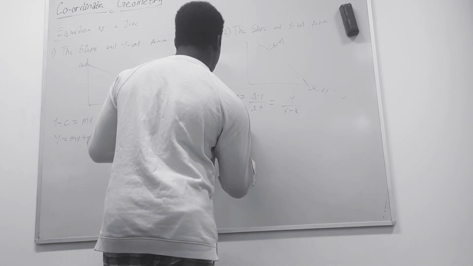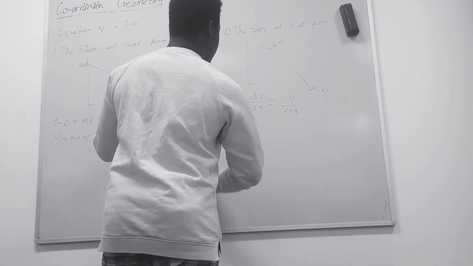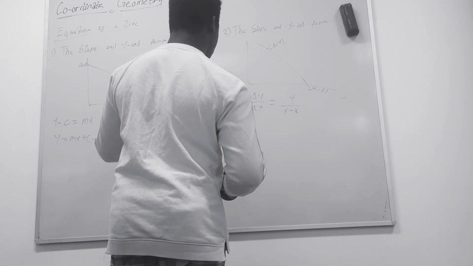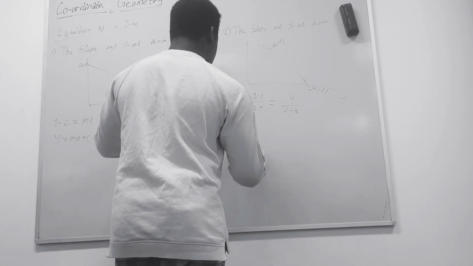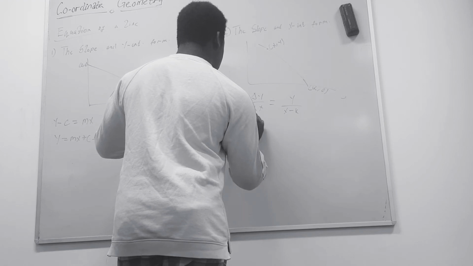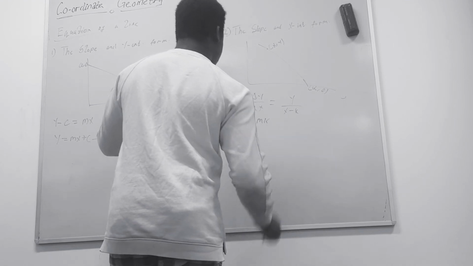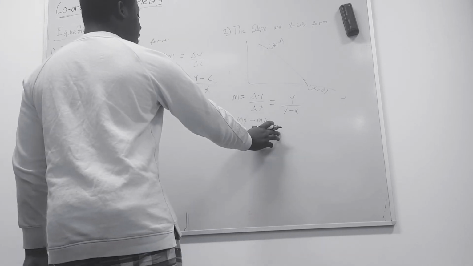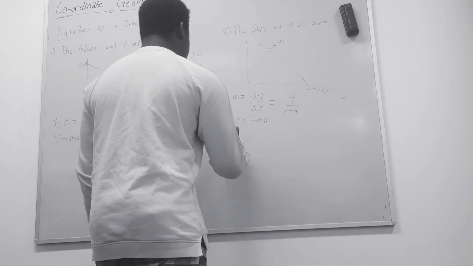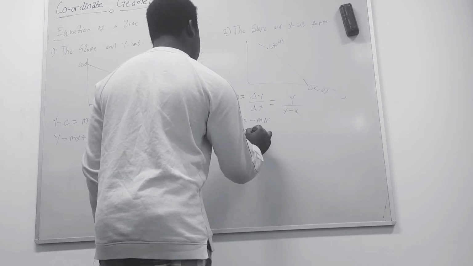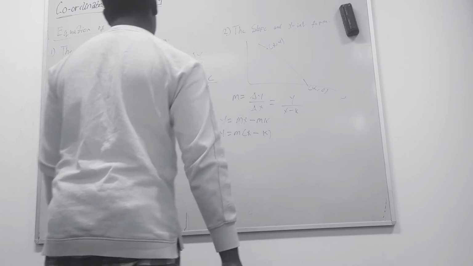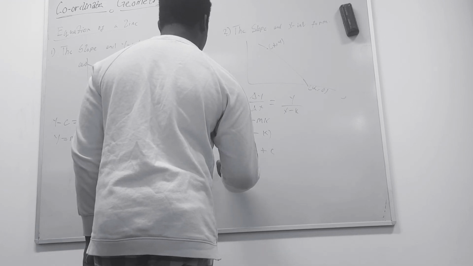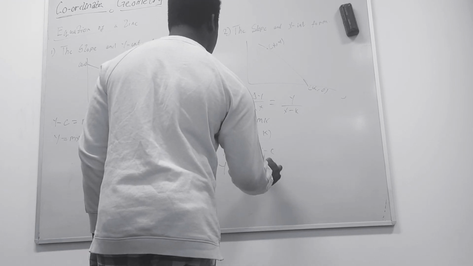which gives mx minus mk. You know what, let's write it like this. Delta y divided by delta x is equal to the slope, so y is equal to mx minus mk. You can factorize that, and that'll be m times x minus k. But you can see something though. We know that y is equal to mx plus c, and y is equal to mx minus mk.